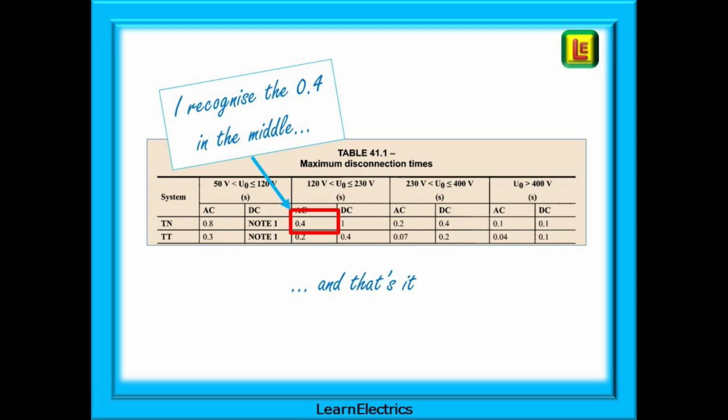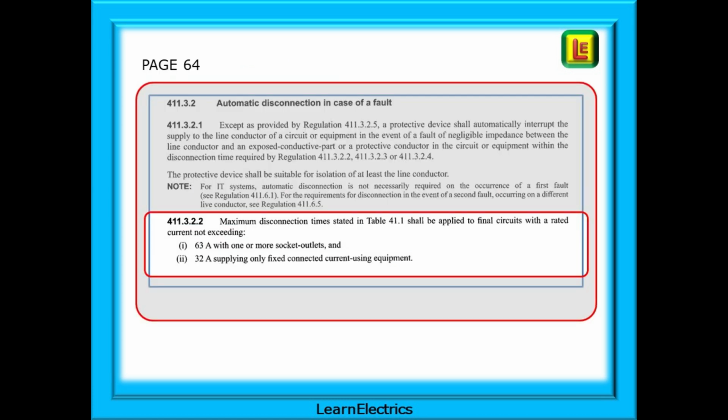A lot of people will flick through the book and may remember seeing table 41.1. They may even recognise the 0.4 in the middle of the table, and that's about it. To understand the importance of table 41.1, we need to go back to the opposite page, page 64. Here, we will find regulation 411.3.2.2. This regulation tells us to use table 41.1 if the circuit is a final circuit and if the rated currents do not exceed specified maximums.